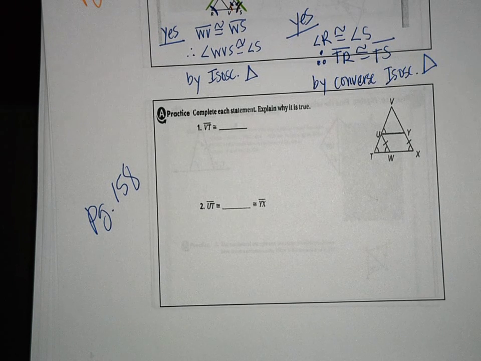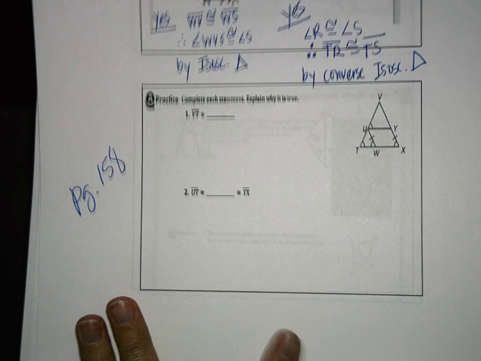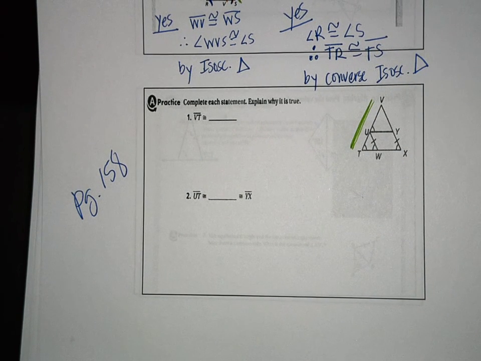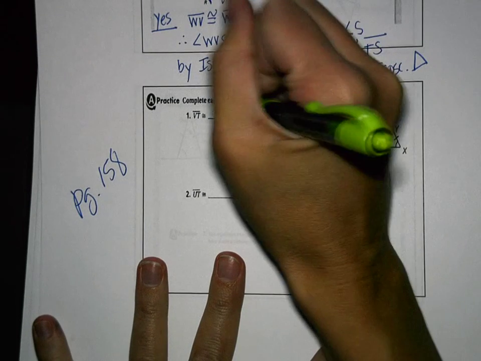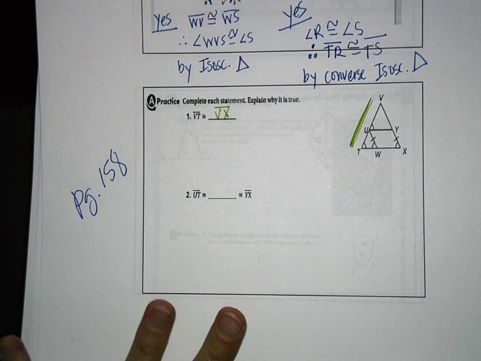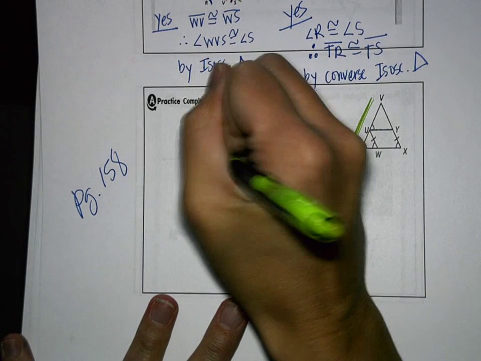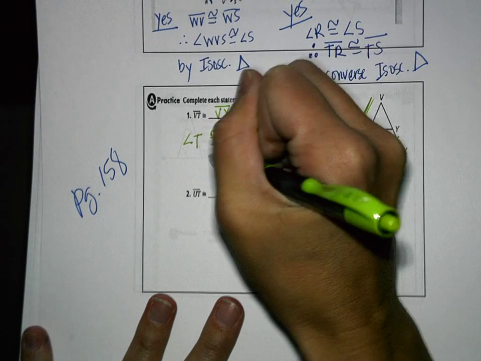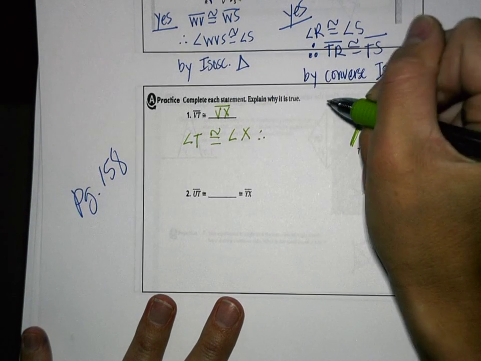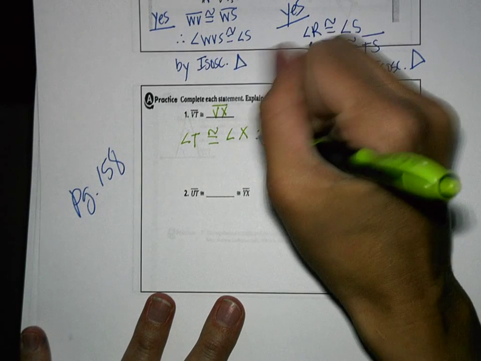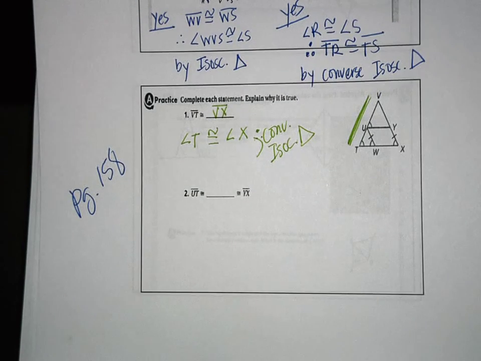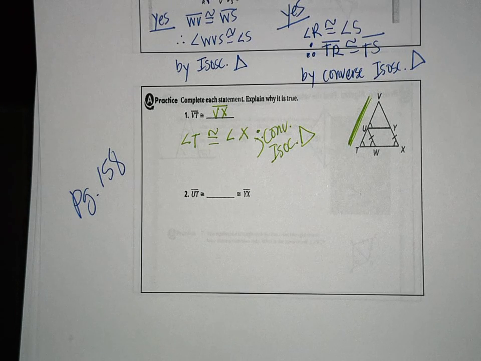Okay, VT. We want to say, what is that congruent to, and how do we know it's congruent? Okay, VX is correct. It is congruent to VX. And how do I know that to be true? Okay, because I know that angle T is congruent to angle X, which is by, therefore, or we can just put, let's just do a colon, converse isosceles triangle. Okay, do the next one.